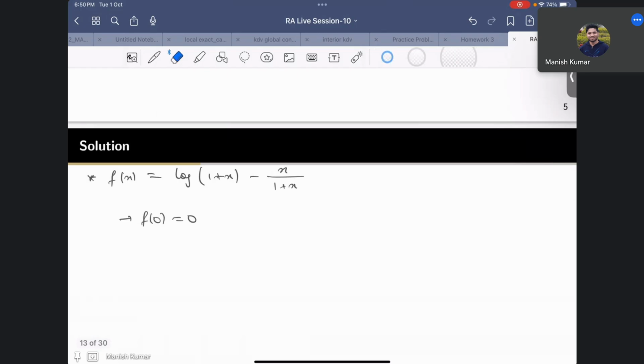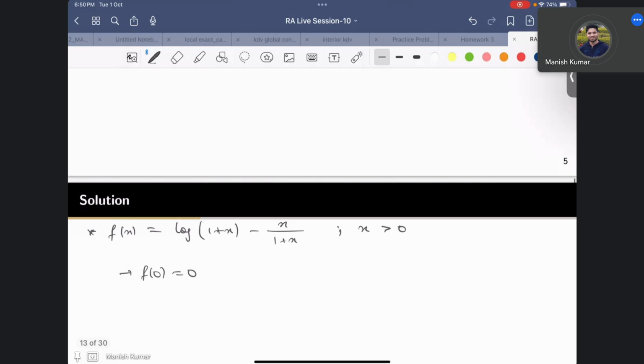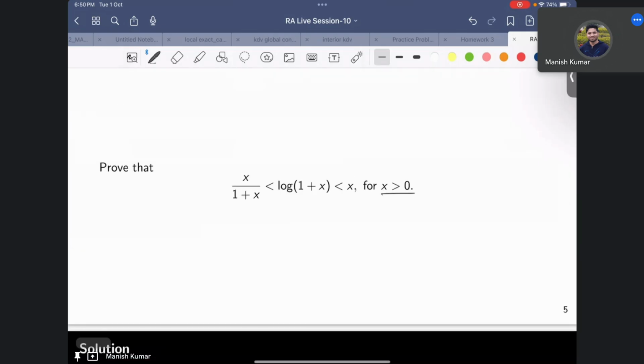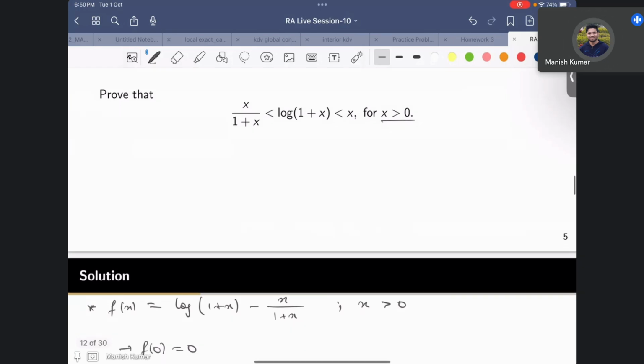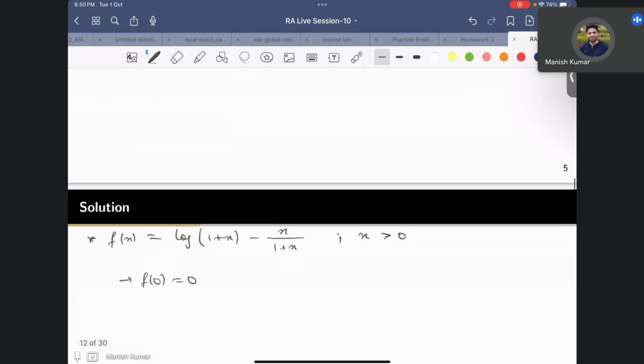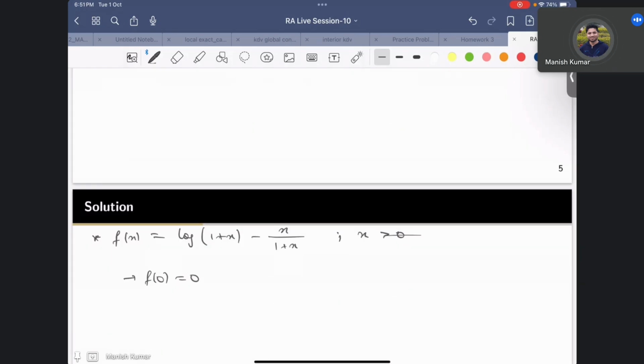So I am defining this function. I think I can put x equal to 0. Okay, I understood. If I put x equal to 0, then I will have to put equality here as well, because in that case everything will be 0. So let's not go with that. But over here I can say that f of 0 is 0. So maybe I can define here x greater than or equal to 0. So this is the function I am defining here.